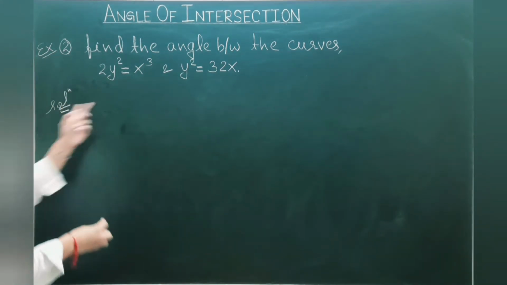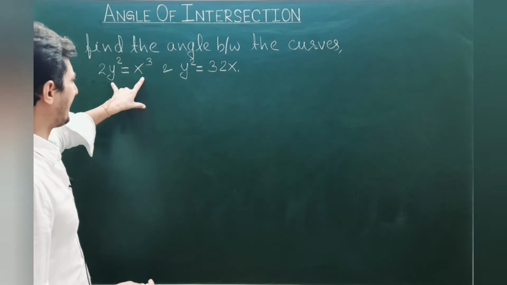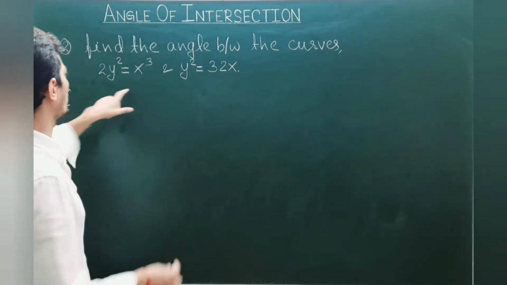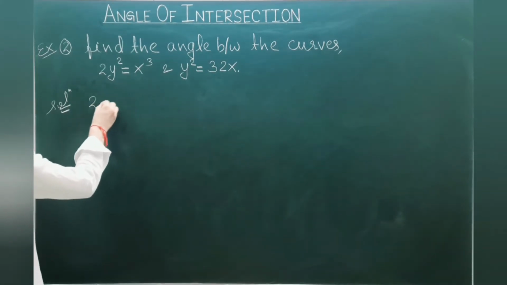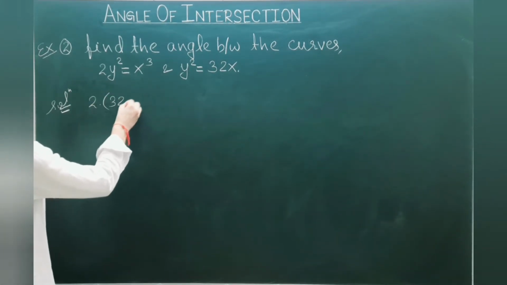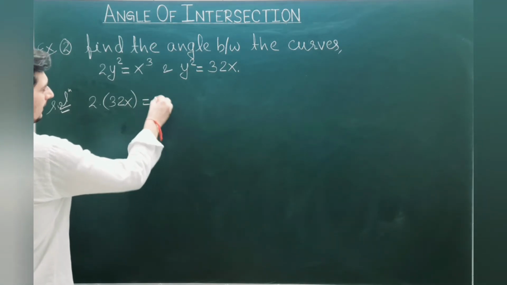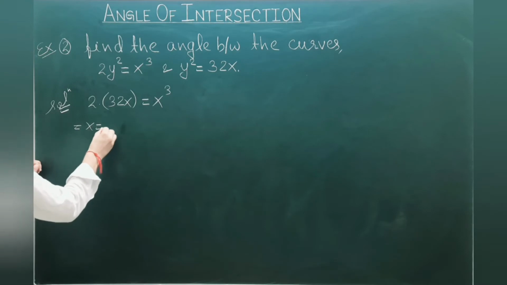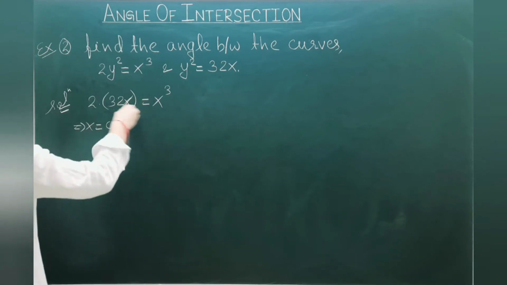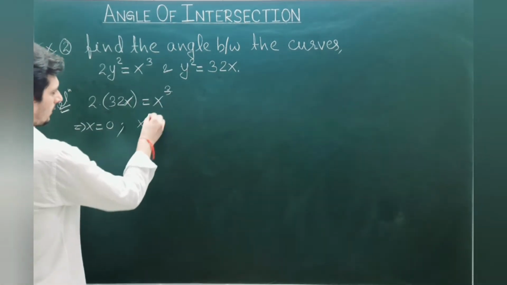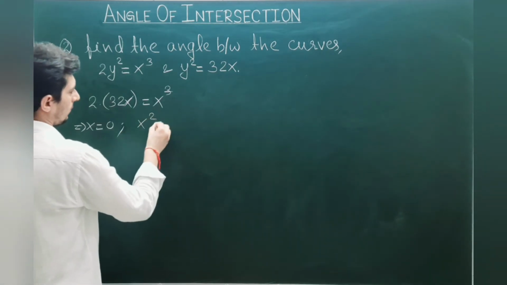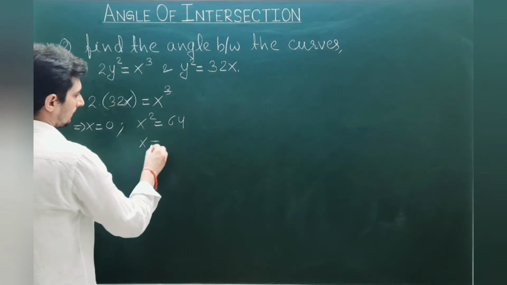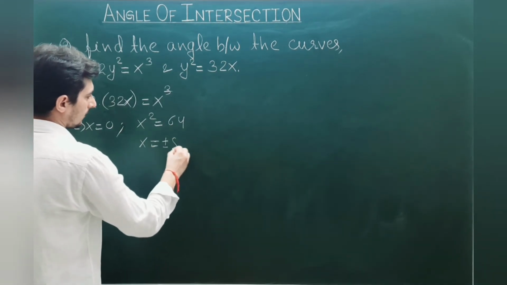So solving these two, I have 2y square equals x cube and y square equals 32x. Let's put it over here and you get 2 into 32x equals x cube. One solution you can clearly say x equals 0, and by cancelling that, now I have x square equals 32 into 2, 64. So there are two values of x, that is plus minus 8.